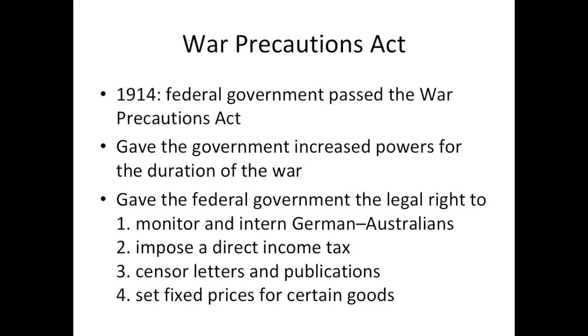The War Precautions Act. In 1914, the federal government passed the War Precautions Act, which gave the government increased powers for the duration of the war. This act gave the federal government the legal right to, among other things, monitor and intern German Australians, impose a direct income tax, censor letters and publications, and set fixed prices for certain goods.